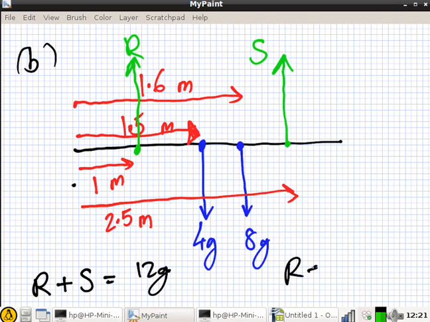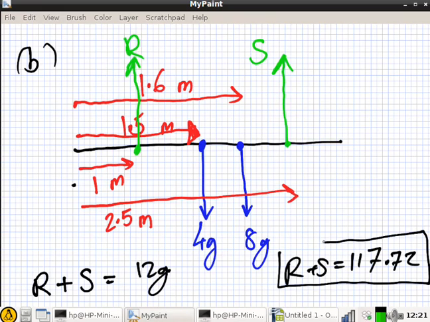So I get R plus S should equal 117.72. First equation. How do I make the second equation? The turning force, isn't it? So, yeah, what's the clockwise ones? Sorry, the anti-clockwise ones. That's this one, isn't it? From here. From this one and this one should equal that one and that one.